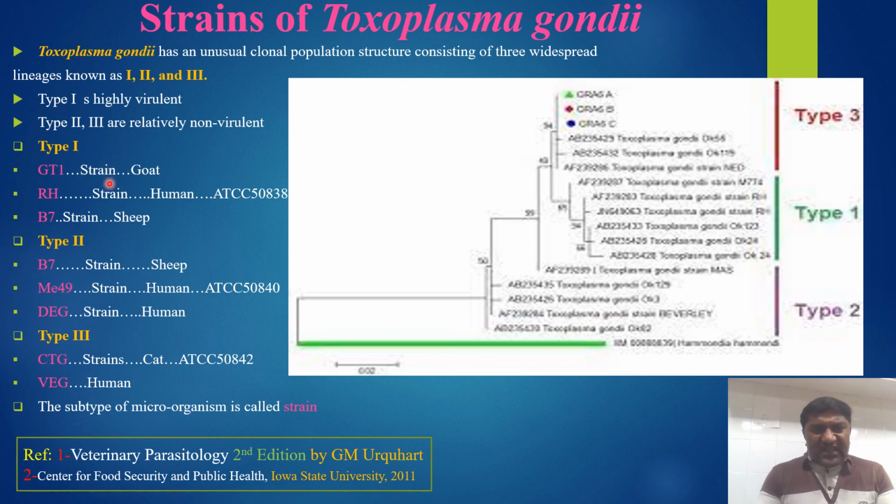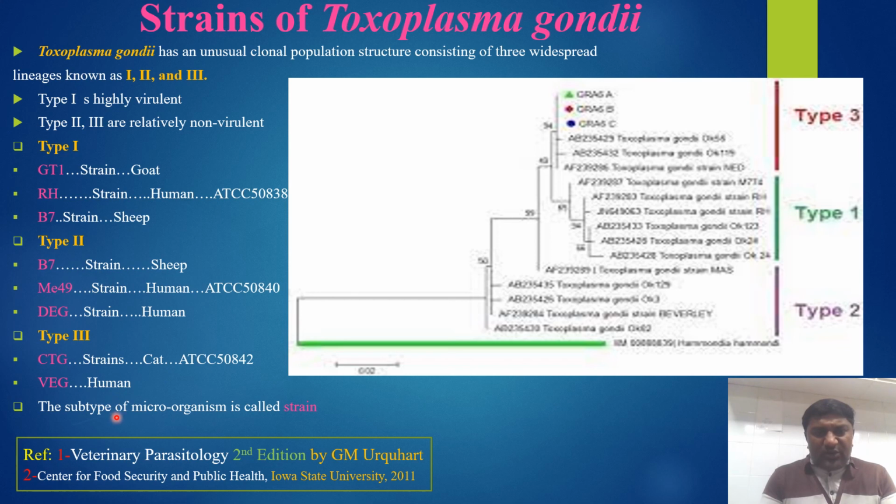In type 1, the GT1 strain is present in the goat, the RH strain is present in the human, and ATCC50838 is similarly present in the sheep. In type 2, the B7 strain is present in the sheep, the ME49 strain is present in the human, and the DEG strain is present in the human. In type 3, the CTG strain is present in the cat, and the VEG strain is present in the human.